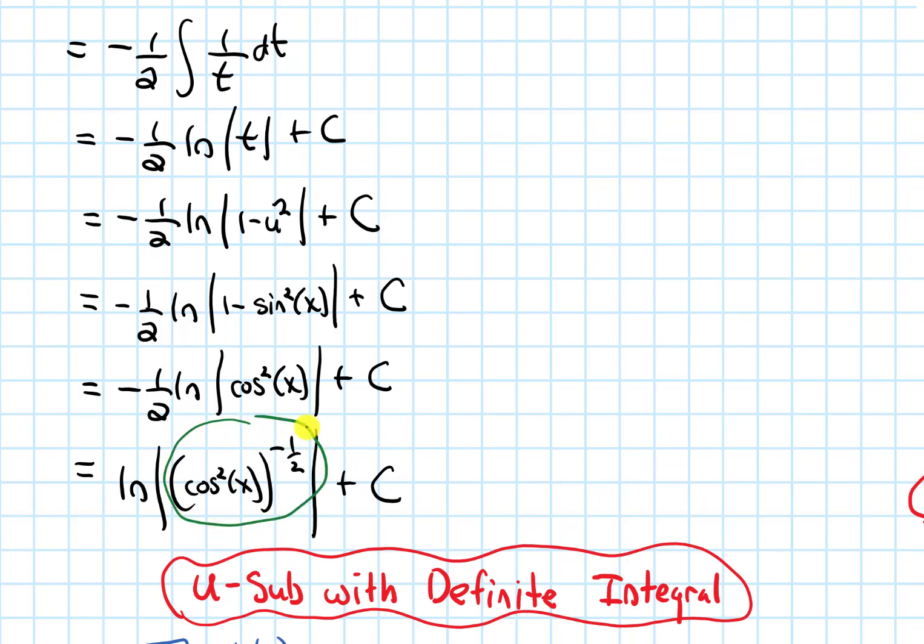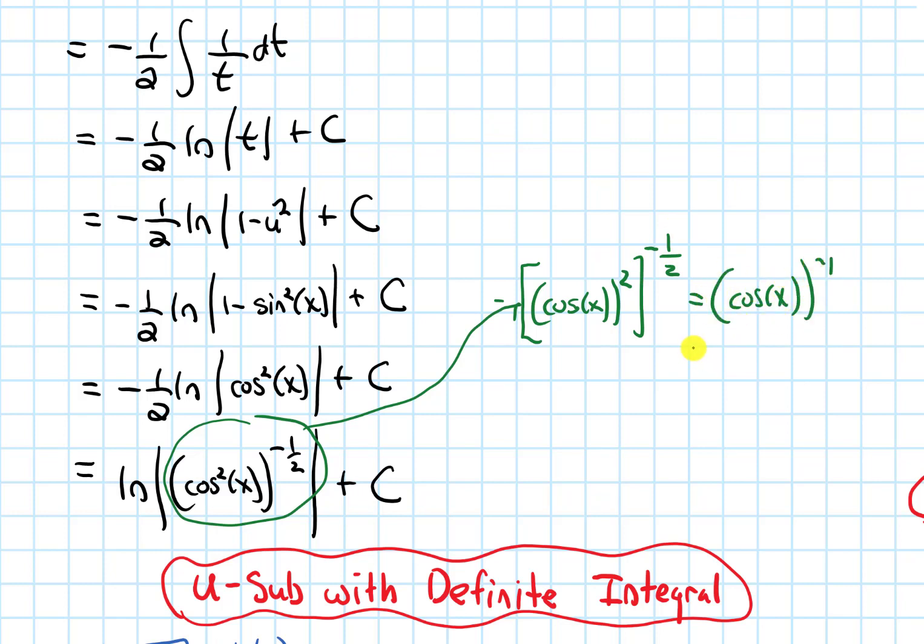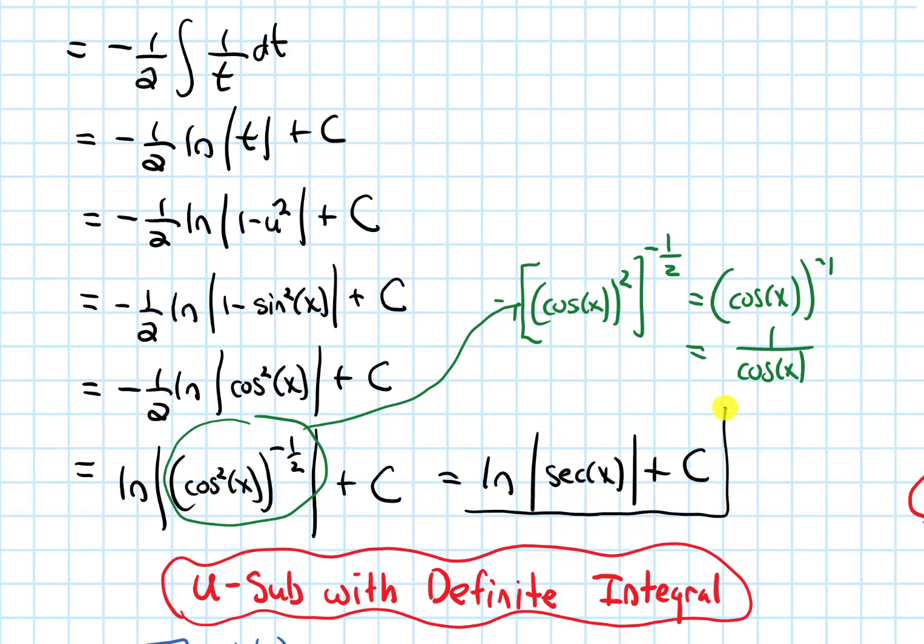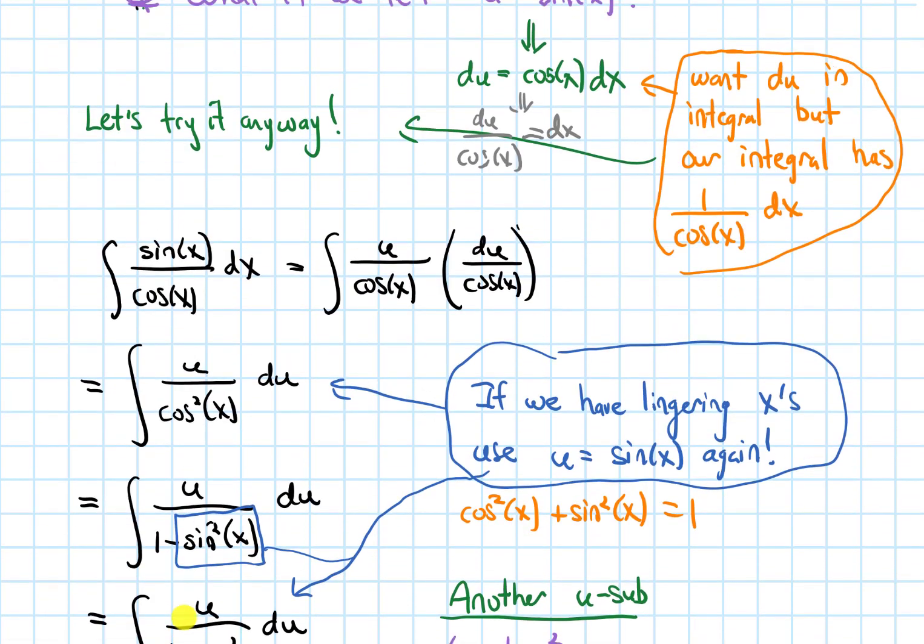If we simplify this, cosine squared x is just cosine x being squared, so we have that whole thing to the negative 1/2 power. When we have a power to a power like this, we multiply the powers. So this is cosine of x to the negative 1 power, which is 1 over cosine x, and that's secant x. So this whole thing is just ln absolute value of secant x plus c. And that's our answer.